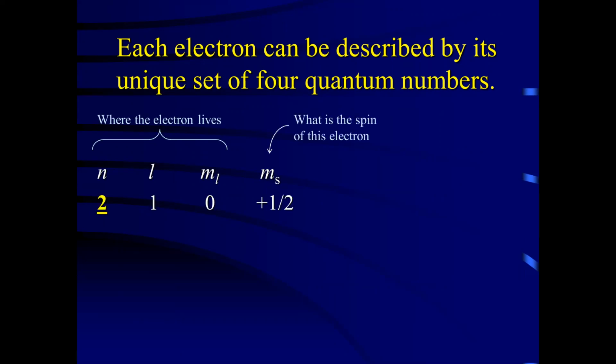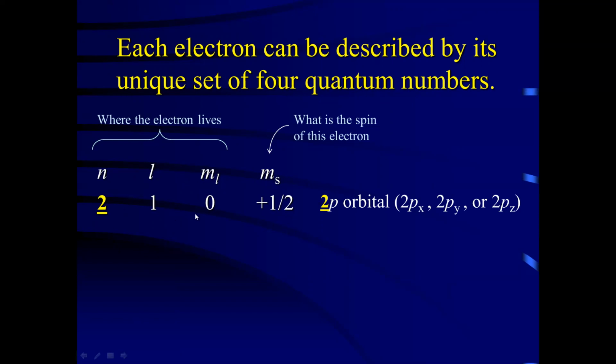From the last class and today's class, we know that each electron can be described by its unique set of 4 quantum numbers. The first 3 quantum numbers, the principal, angular momentum, and magnetic quantum numbers, tell us where the electron lives, where you can find electrons. In other words, in which orbital you can find the electron.